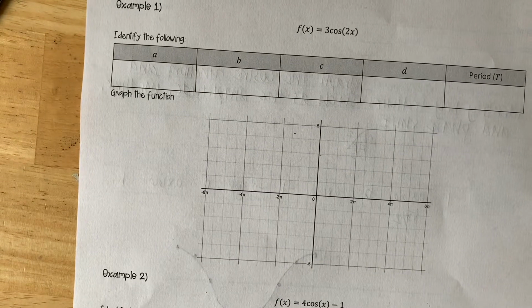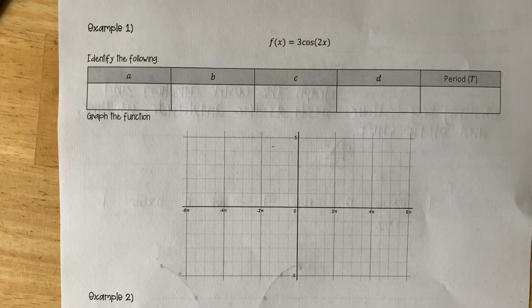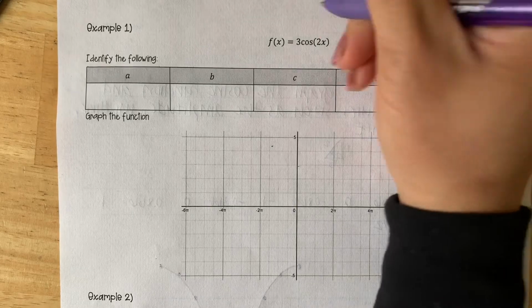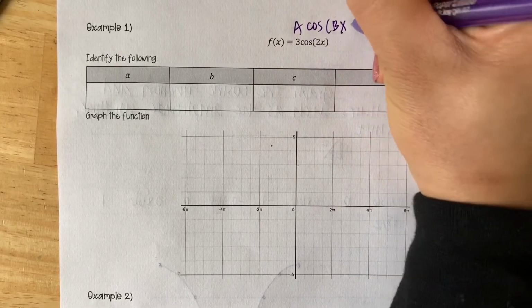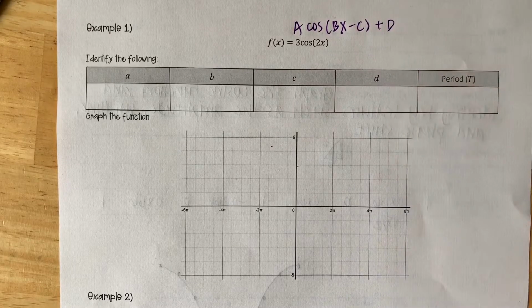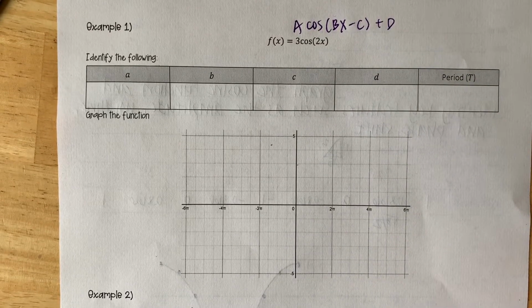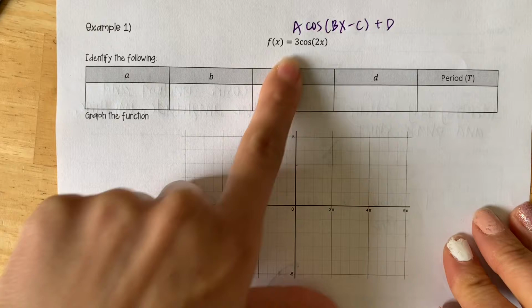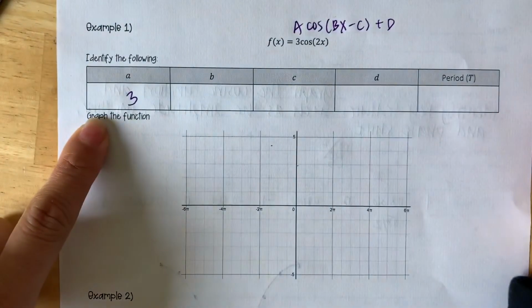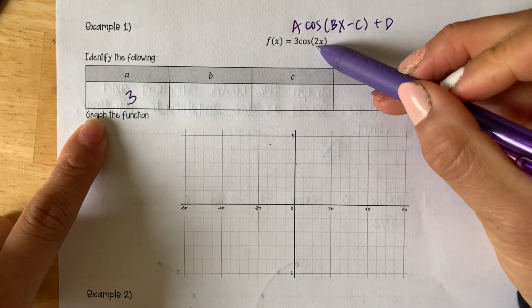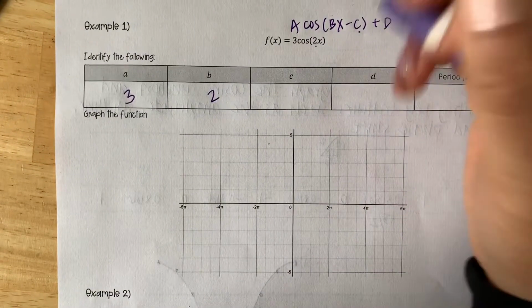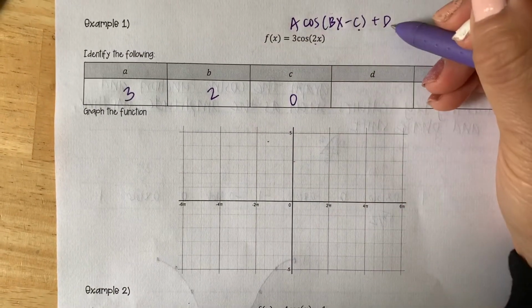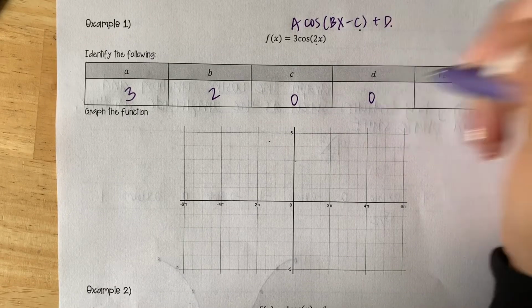So our first example is f of x equals 3 cosine of 2x. Right above it, I'm going to write down the general equation of cosine so that you can see it more clearly. Our a value is 3. Our b value is in front of that x, which is 2. There is no c value, so 0. The d value is also 0.